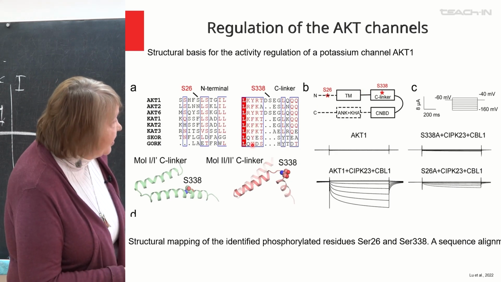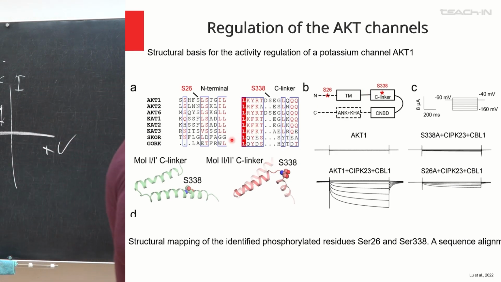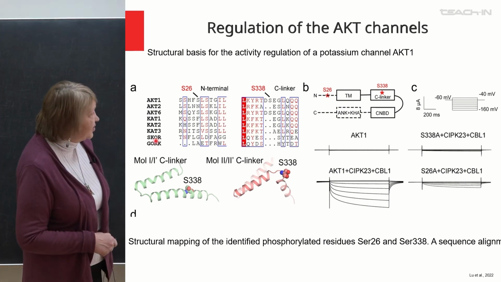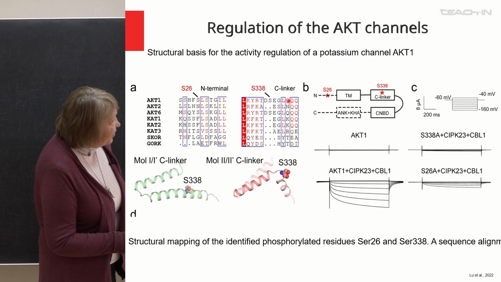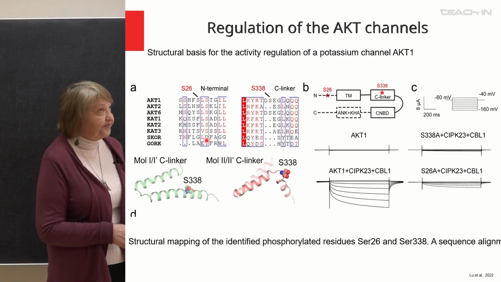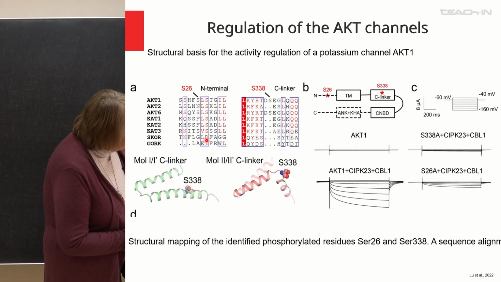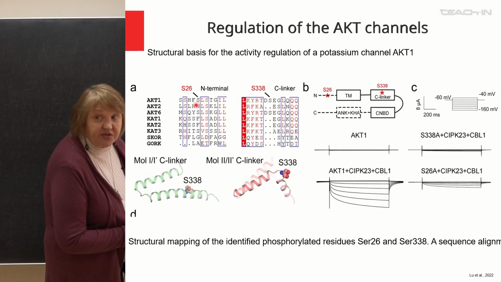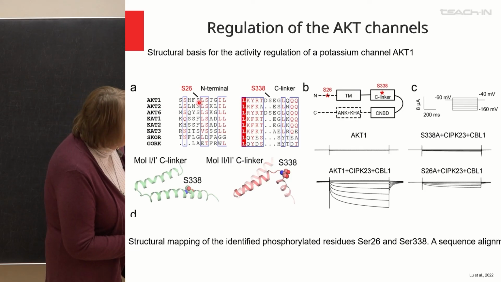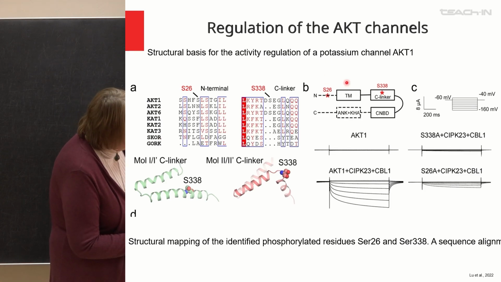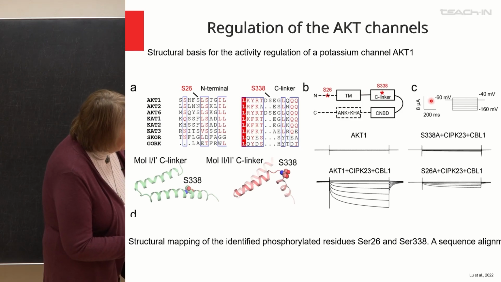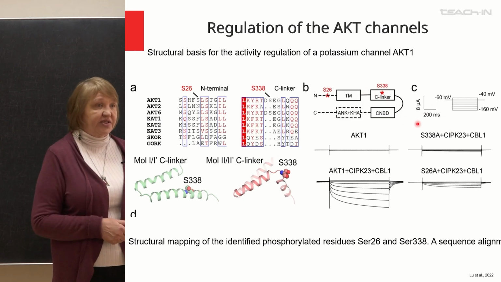And this is an alignment of different channels, AKT1, 2, 6, KT1, different potassium channels, and these are those serine residues. So they're specific for AKT1, you see? There are no homologs in other channels. One is in the N-terminal and another in the C-linker. And here are the results. What can you say, Sasha?